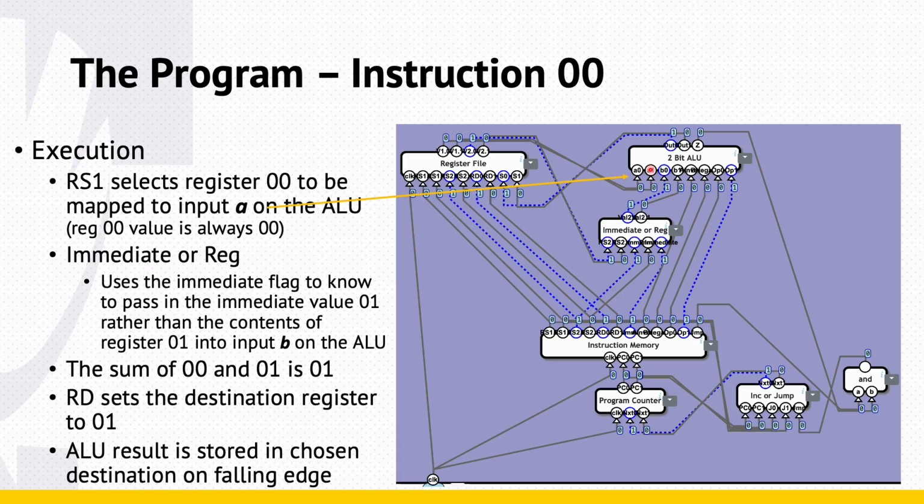Okay, our immediate or register logic recognizes that the immediate flag is set, and so it knows that it should interpret RS2 as an immediate value, not as a register to select. And so it passes the value through to our B input on our ALU.